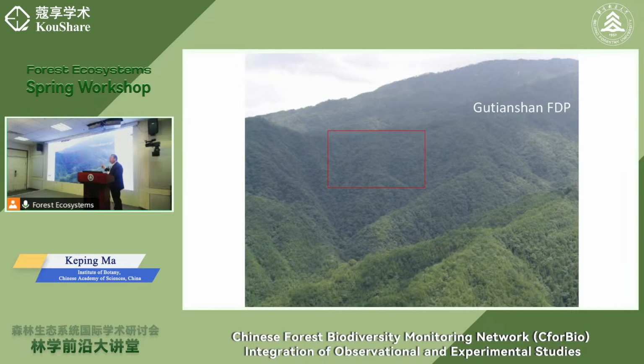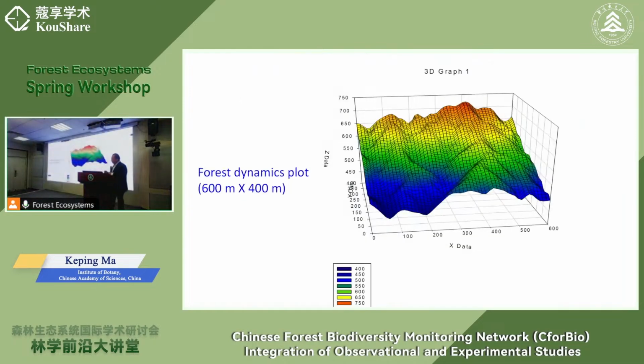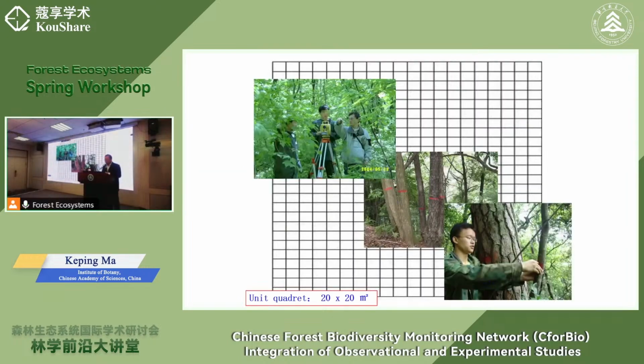And this is the site to set up the 24 hectares permanent plot or forest dynamic plot. That is 400 meter by 600 meter, that is 24 hectares. And this is the topography of the plot. And by using total station, we made the grading of the plot by 20 by 20 square meters.